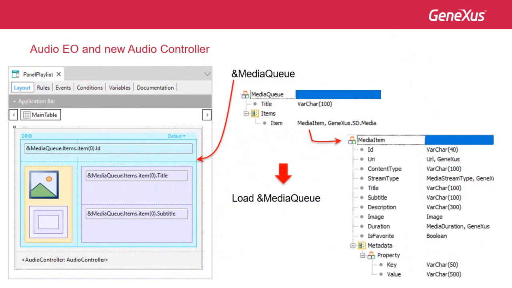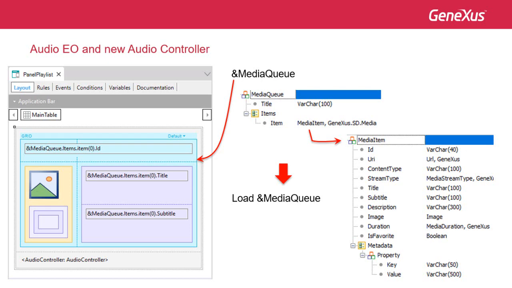So in other words, it'll be enough with loading a variable of the type of the predefined SDT media queue, which has a collection of items of the media item type, that stores, in turn, the data relative to a song. In our case, we will load it from the database, starting with a user transaction that contains a song sublevel with the songs guessed by that user.